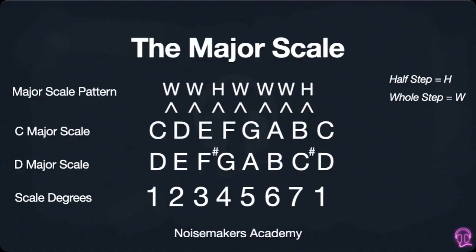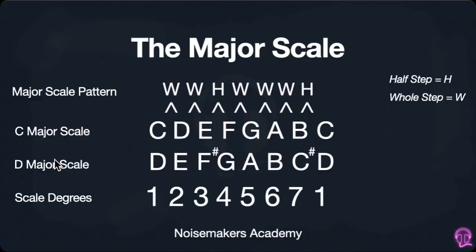So a little review from lesson 2. We've got our major scale pattern, which is going to be whole, whole, half, whole, whole, whole, half. We've got our C major scale, which is just C, D, E, F, G, A, B, C. We have a D major scale, because remember, the pattern never changes. And that's going to be D, E, F sharp, G, A, B, C, D. And then we've got our scale degrees underneath there: 1, 2, 3, 4, 5, 6, 7, back to 1.